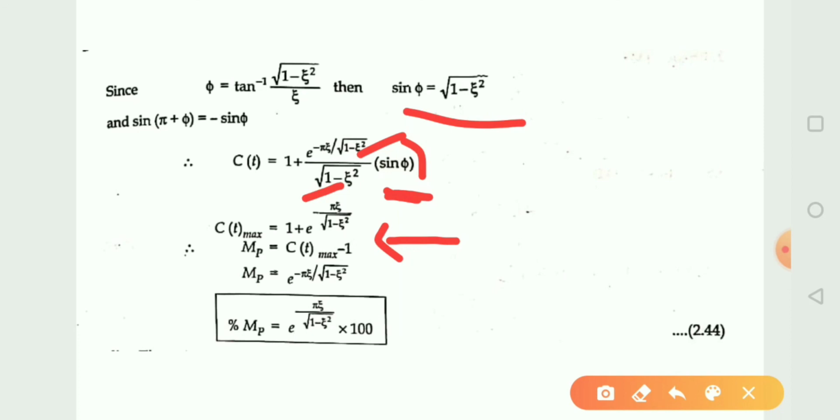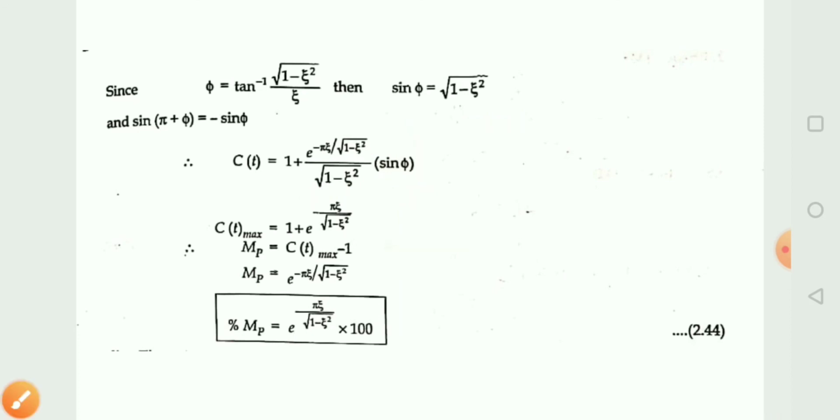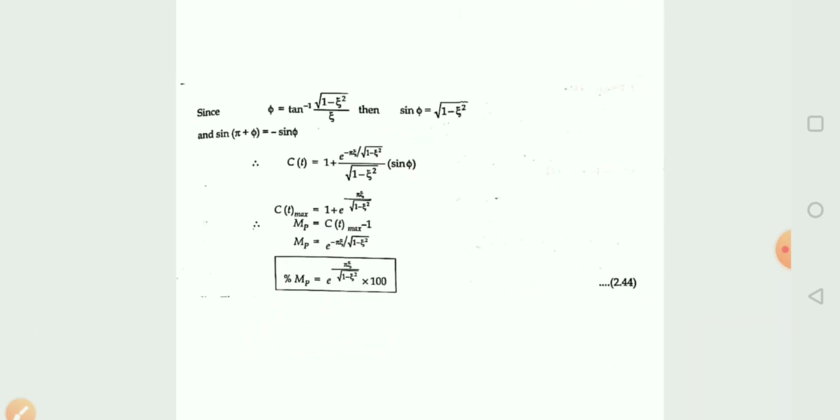So if we want to calculate the maximum peak, it is c(t) maximum minus 1. So we put the value of c(t) maximum here. We can get the maximum peak value is e to the power minus pi zeta over under root of 1 minus zeta square, and if we take the percentage of this, we multiply it by 100. So this is the expression for the peak overshoot.